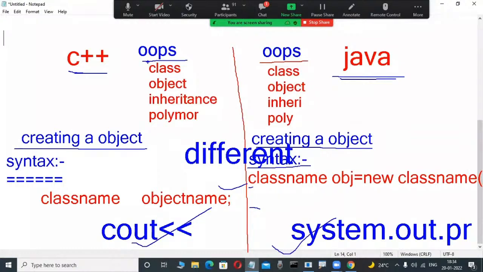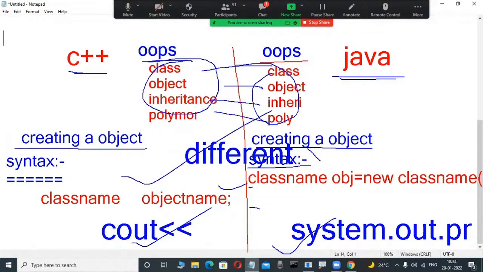But conceptually, some OOP concepts are the same or not? Same. What is class? What is object? What is inheritance? What is polymorphism? Same. But syntactically totally different. Why? Because those are two different languages, two different products from completely different companies. That's why functions are different and the syntax is also different.